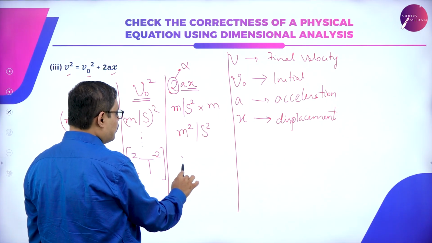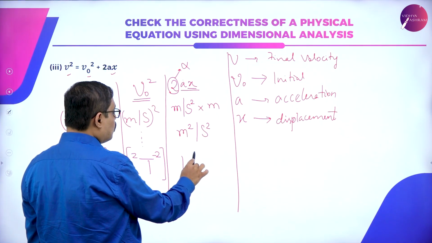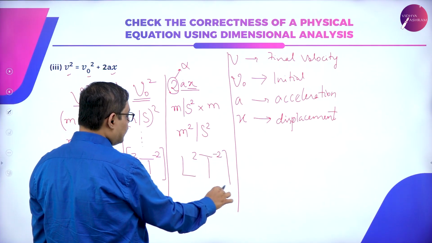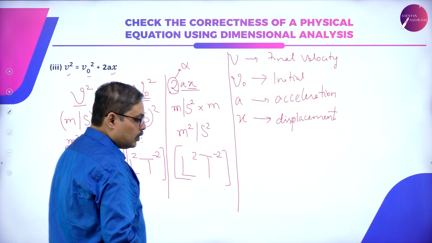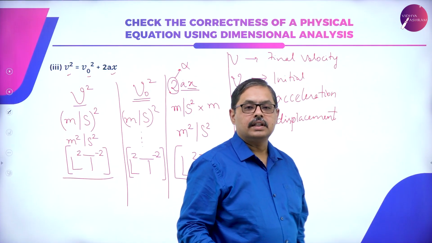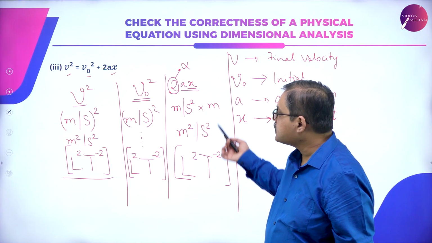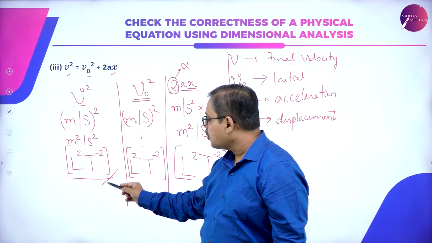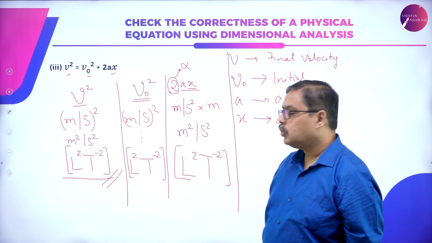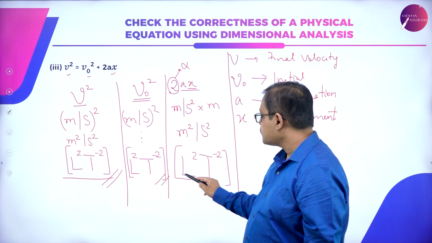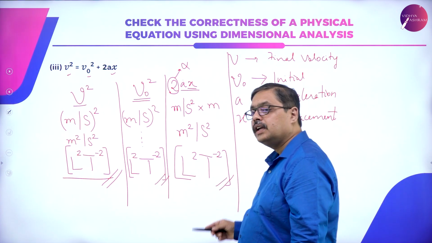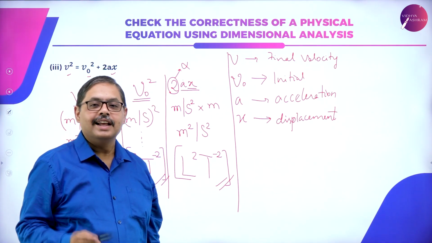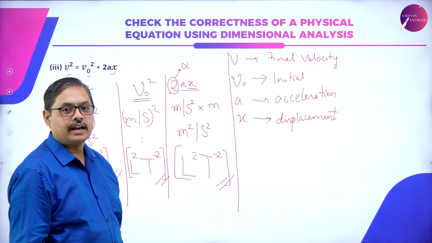Now if I write the dimension of this, it has got 2 dimensions in length and minus 2 dimensions in t. You can clearly observe that all the three terminologies on both the sides of the equation have the same dimension of L to the power 2 and t to the power minus 2. Hence, we can conclude that this equation of motion is dimensionally correct.